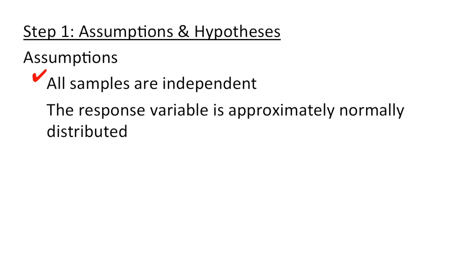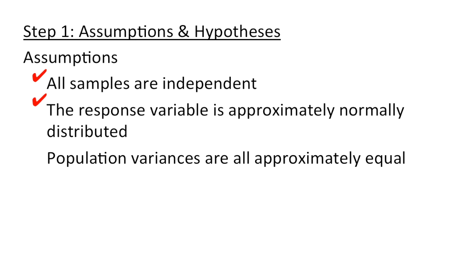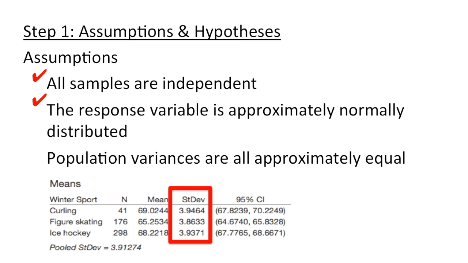The response variable is approximately normally distributed. Yes, we're told in this scenario to assume that it is normally distributed. And population variances are all approximately equal. Recall we're going to look at the sample standard deviations from the means table in the output in Minitab Express. Here, the smallest standard deviation is 3.8633. The largest is 3.9464. The largest is not more than twice of the smallest standard deviation, so this assumption has been met.